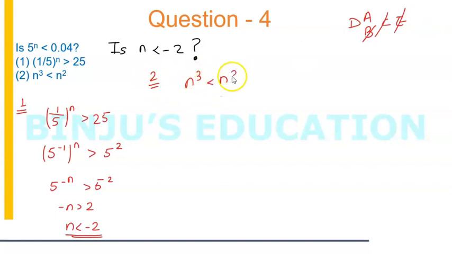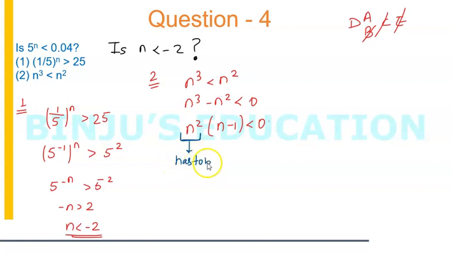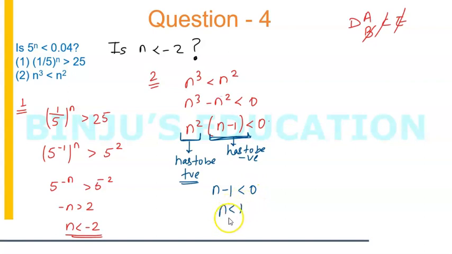n cube is less than n square. So n cube minus n square is less than 0. n square taken common, n minus 1 is less than 0. Now the product of two numbers is less than 0, which means one of them has to be positive and the other one has to be negative. Now, is it possible for n square to be negative? No, which means n square has to be positive, which means n minus 1 has to be negative. So n minus 1 is less than 0, which means n is less than 1.